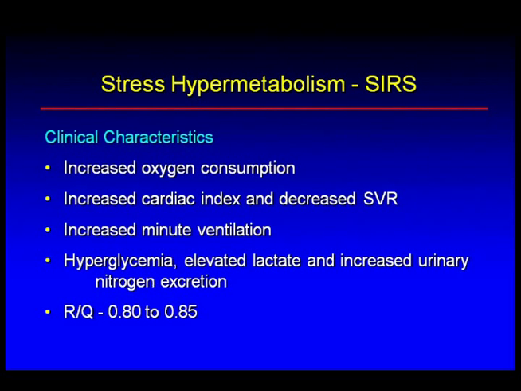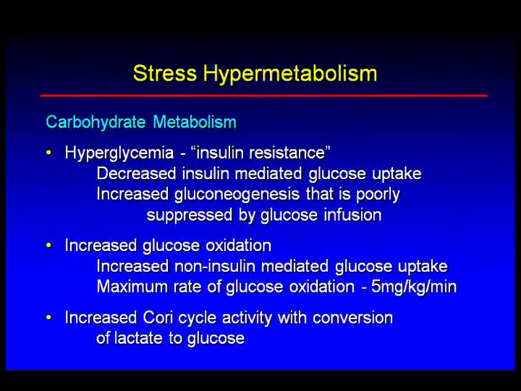Now, stress hypermetabolism is a completely different kettle of fish, and this is the problem that many of our critically ill patients have. This is a generalized response where energy and substrate are mobilized to support inflammation, immune function, tissue repair. It occurs at the expense of the lean body mass. People with stress hypermetabolism lose weight and lose body mass faster than do patients who are starving and at bed rest. It can occur in response to a variety of stimuli.